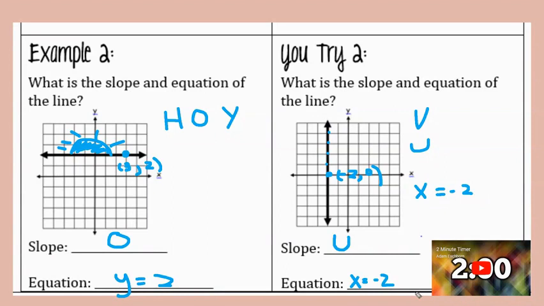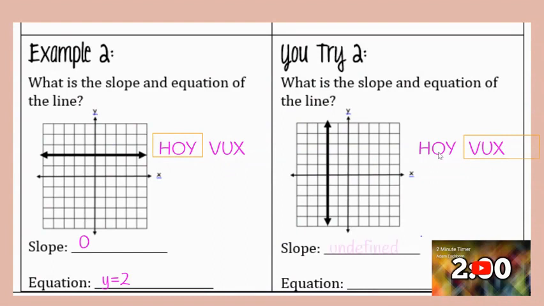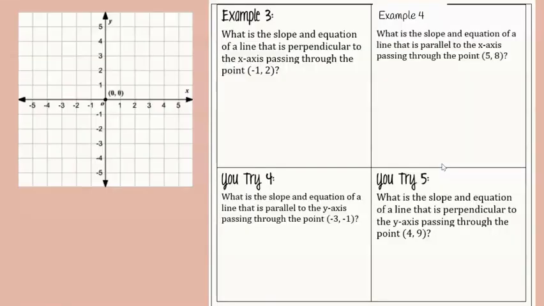I am going to click through, and I'm going to move on to the next one. Okay, make sure you guys get these answers. So we know this is going to be horizontal. Slope 0, equation y equals 2. This is going to be vertical because it's vertical. Okay, vertical slope undefined, and x equals -2. Y'all are so smart. Okay, next.